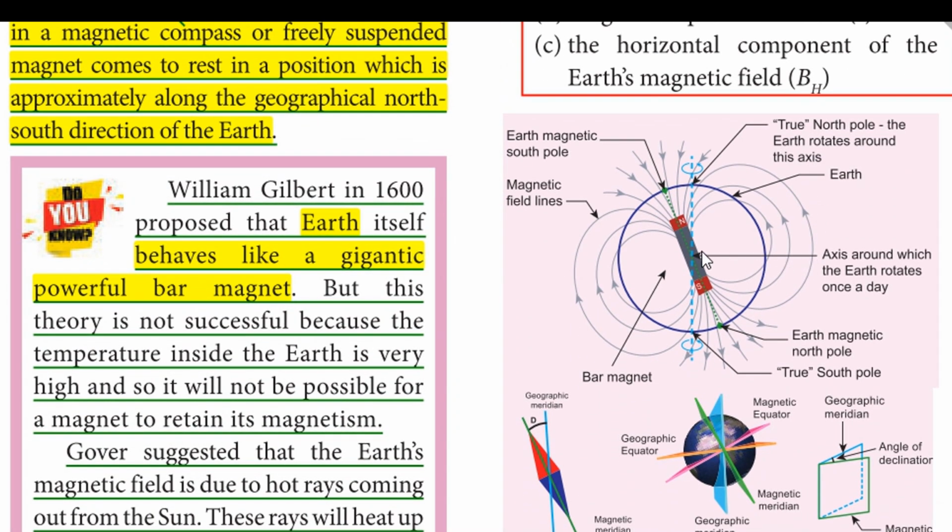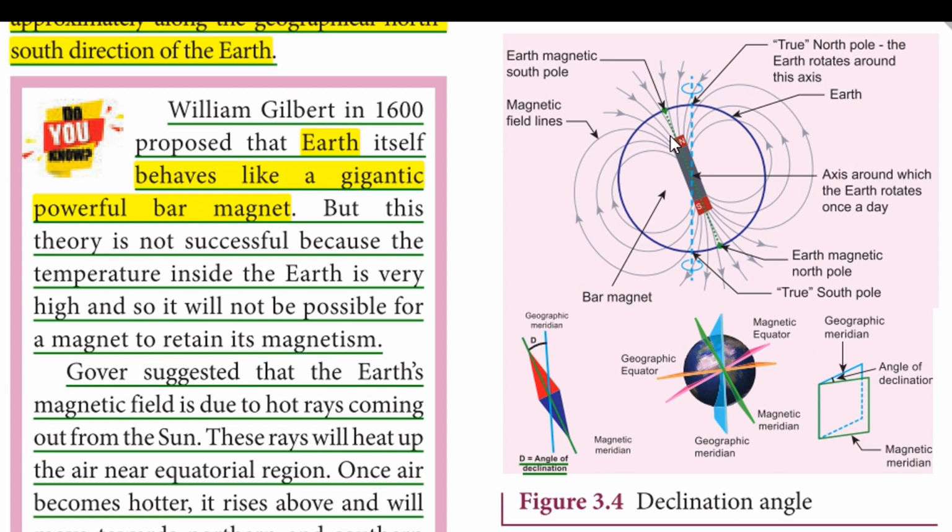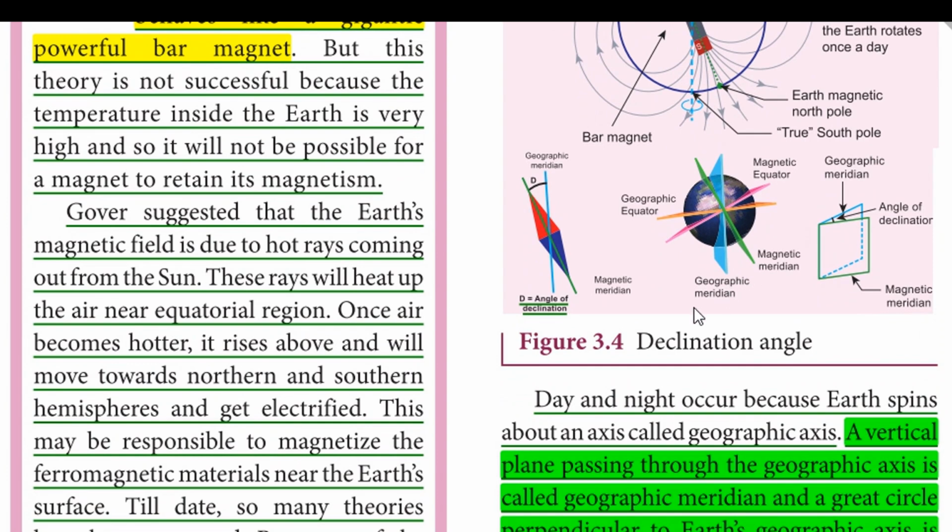So this is the bar magnet, which is assumed to be kept inside the Earth, with the magnetic south pole here and the Earth's magnetic north pole here. Magnetic field lines will be like this, and here the geographic meridian is given by this, and D is the angle of declination, that is the angle between the geographic meridian and the magnetic meridian.